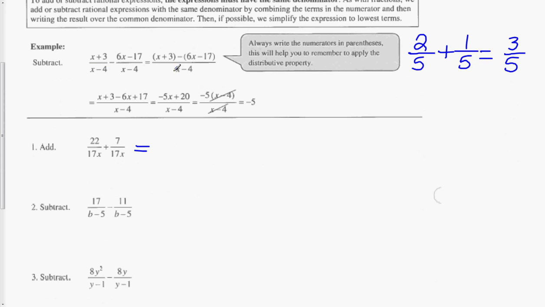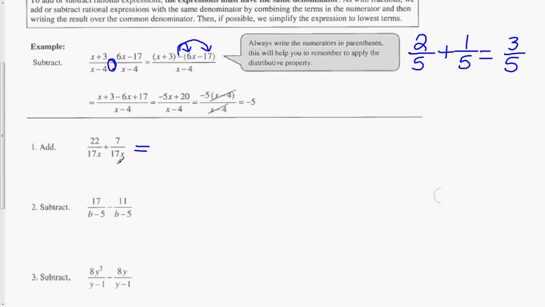This is what they did in this example. In this example, you had to be careful because there was a subtraction sign. So when you have a subtraction, you have to distribute that subtraction sign through. That's where they got the negative 6x here and the positive 17. So be very careful, especially when you have subtraction and we're doing these.